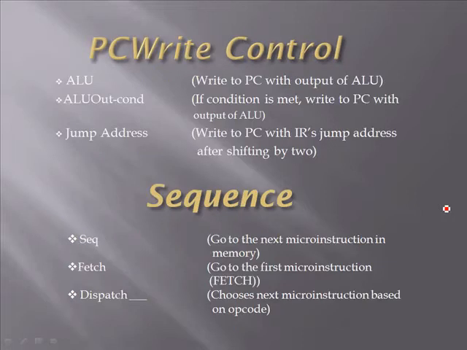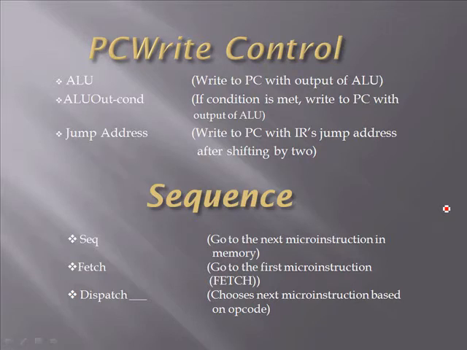For PC write control, we have ALU, which writes the output of the ALU to the PC. We do this when we're computing PC plus 4. And then there's ALU out condition, which writes the output of the ALU to the PC if a condition is met. Branches would use this value. And then there's jump address, which would be used for jump instructions.